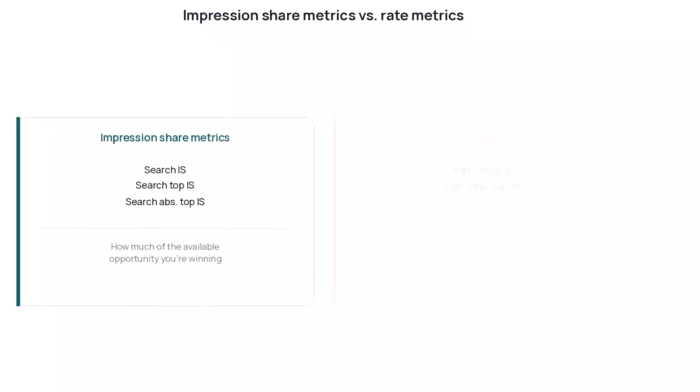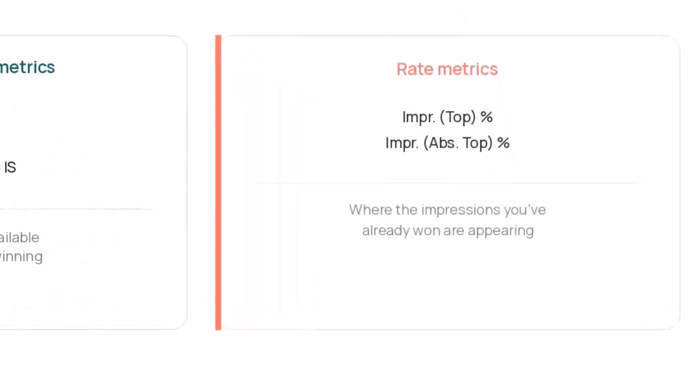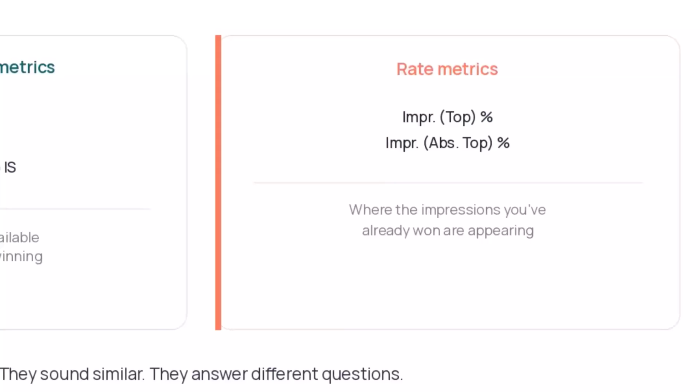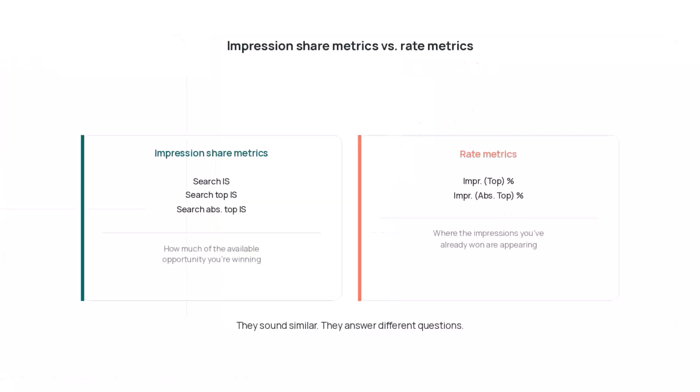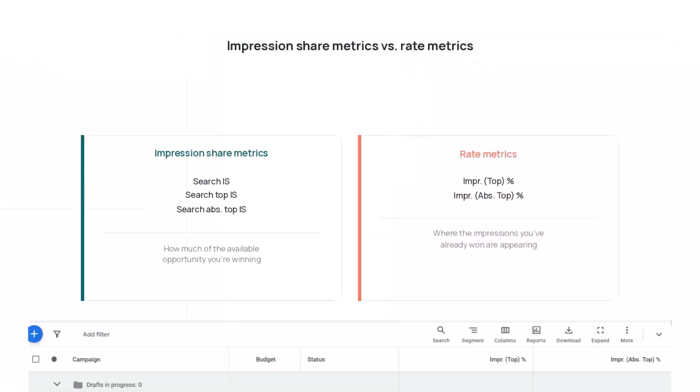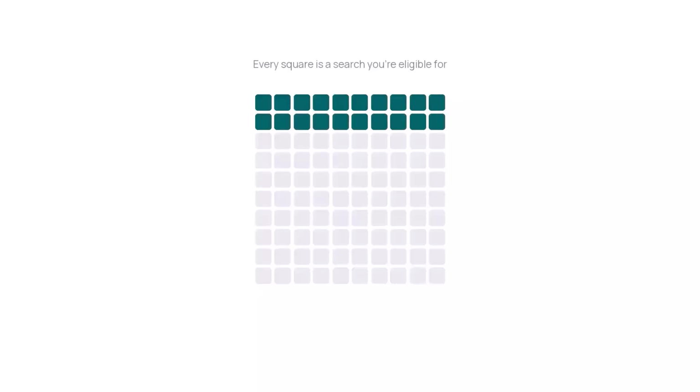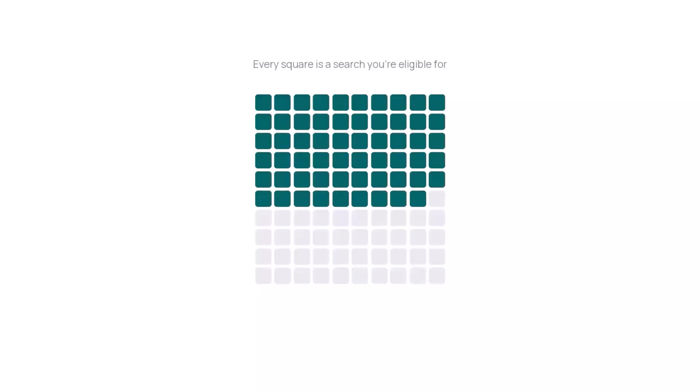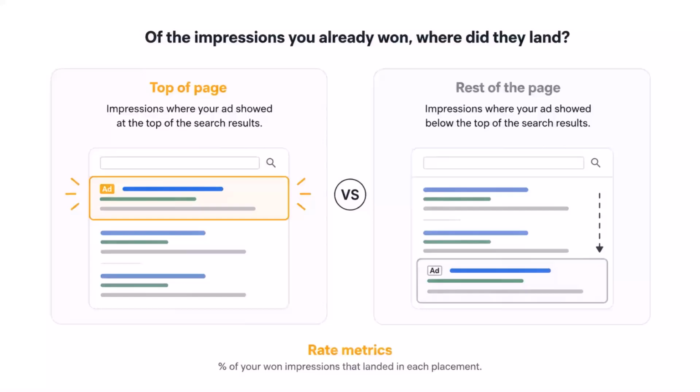the impression top percentage rate and the impression absolute top percentage rate. Now, these sound very similar to the search top impression share and the search absolute top impression share, but they're not the same thing. The impression share metric tells you how much of the available opportunity that you are winning, whereas the rate metrics tell you where your impressions that you've already won are actually appearing.